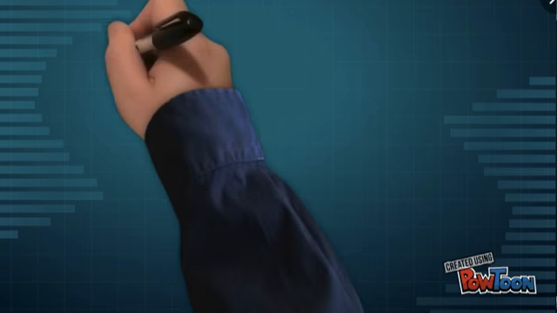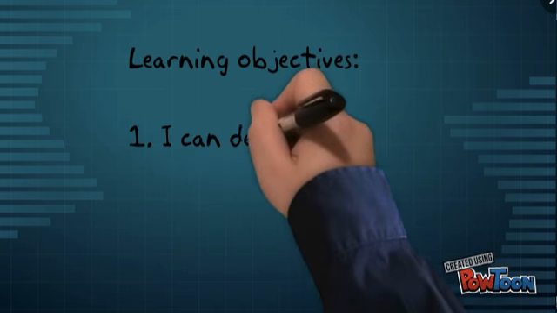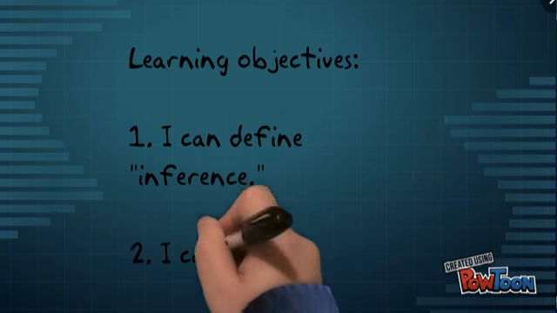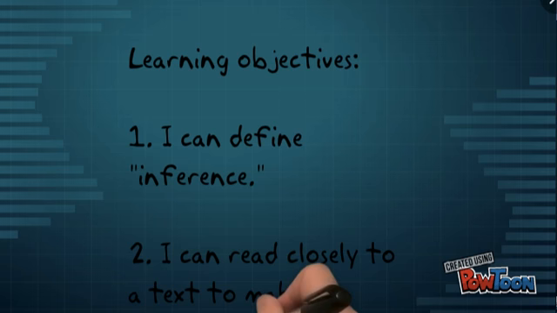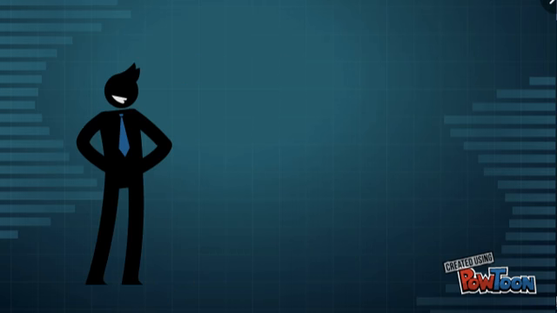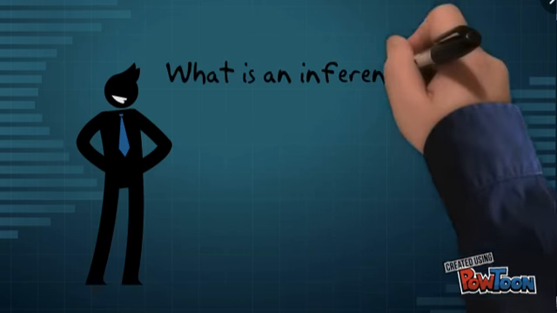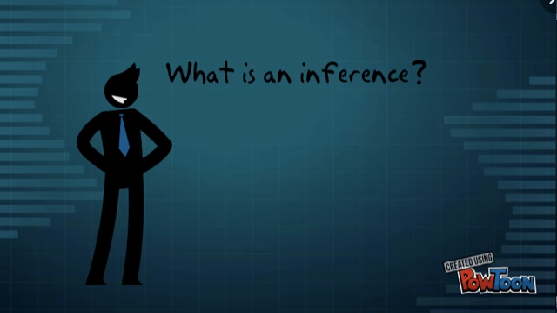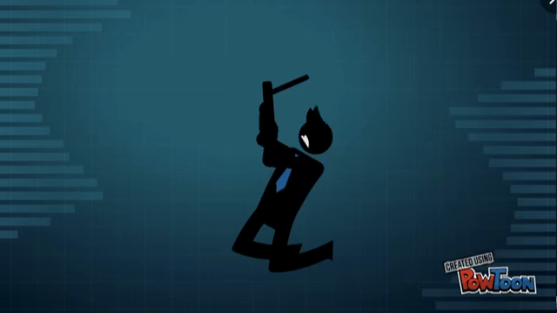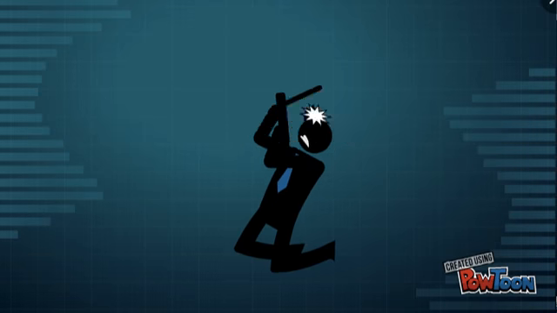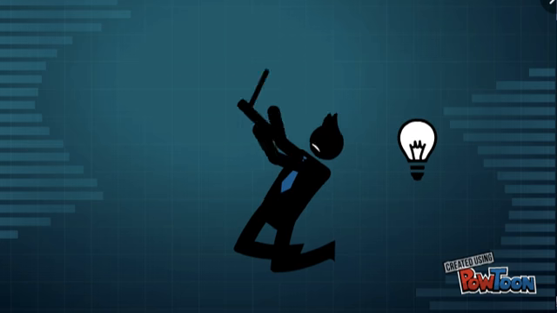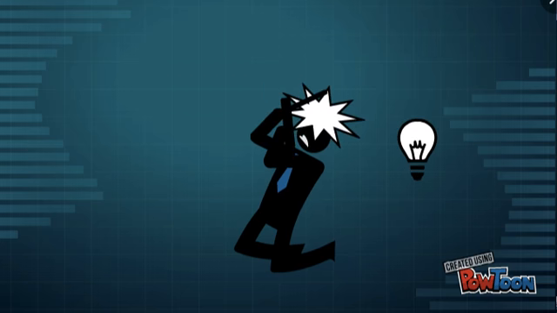After this lesson, you will know what an inference is and how to read a text to make an inference. I am sure you're asking yourself, what is an inference? We make inferences all the time in our daily life. Suppose you walk into a room and find someone there hitting their head. You can infer that they are frustrated about something.